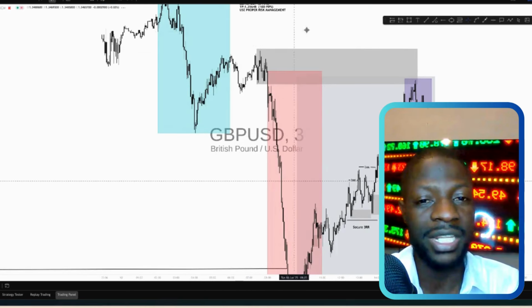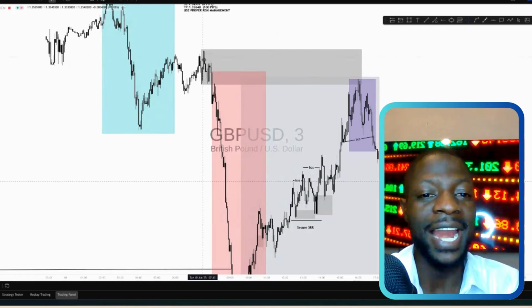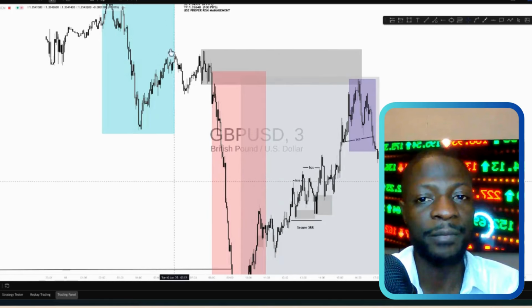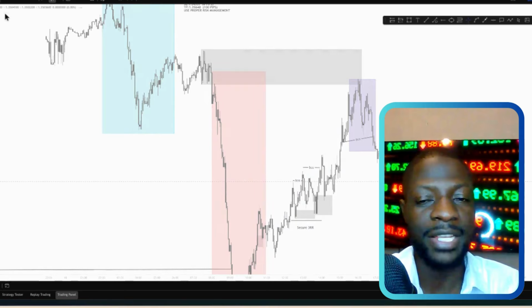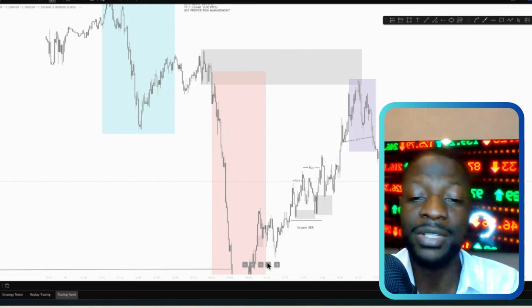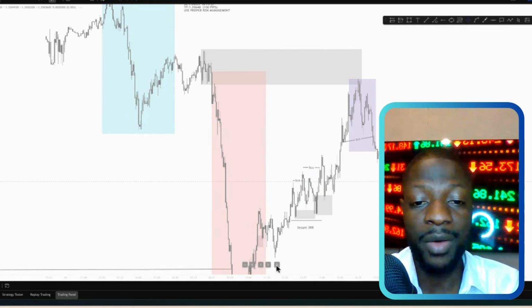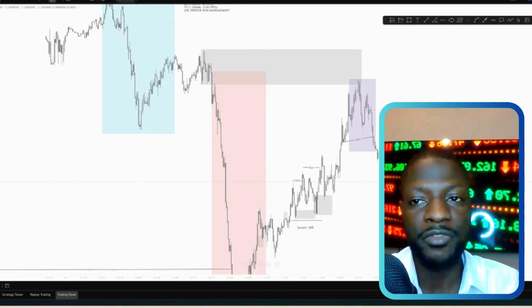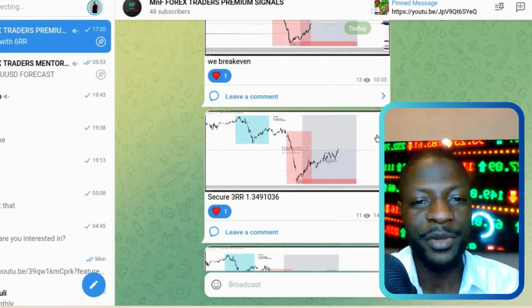This is most likely the reason why the market ended up reversing, because there was a supply zone right there, which most likely caused this reversal. Otherwise, this was a beautiful trade. However, let me show you what happened the other day.